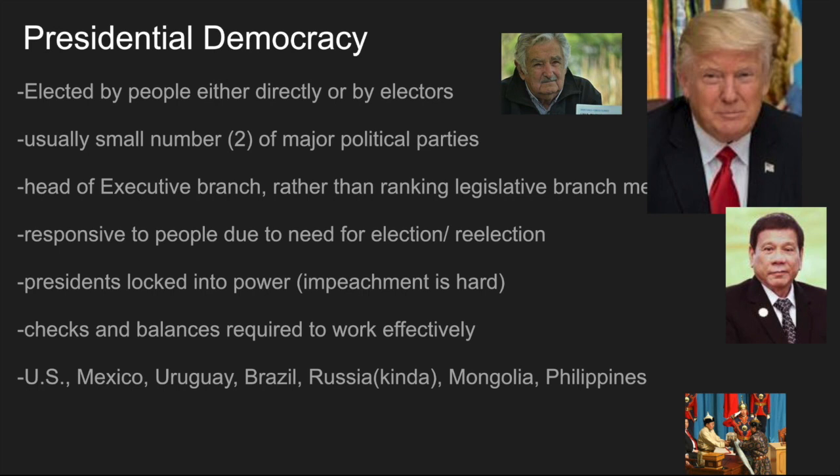Russia is on there as a kinda because Russia has both a parliament and a prime minister as well as a president. But really, Russia, if we look at it, is actually just a dictatorship run by Vladimir Putin. And then obviously you have Donald Trump here, and you have Rodrigo Duterte down here, who is the current president of the Philippines. And he is really this mix of, boy, there are no checks and balances on him, but he responds to what the people have wanted and also sort of rules for fear.